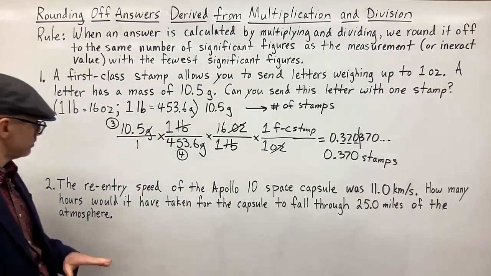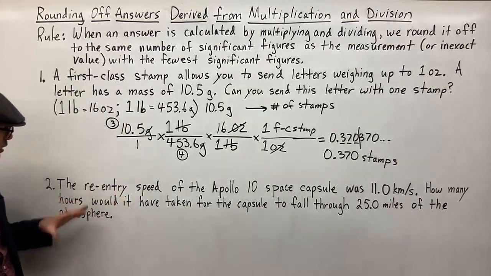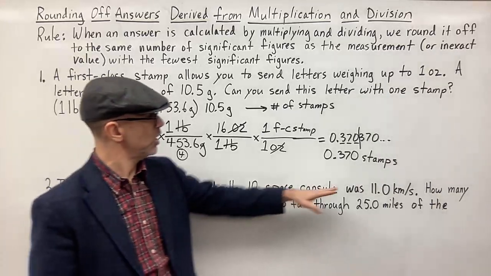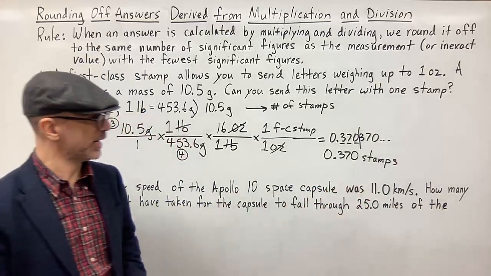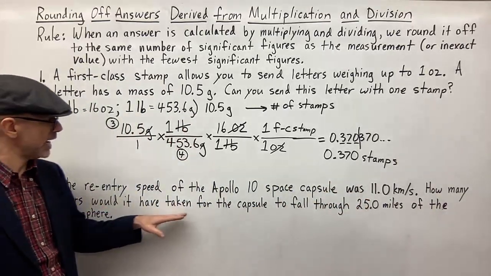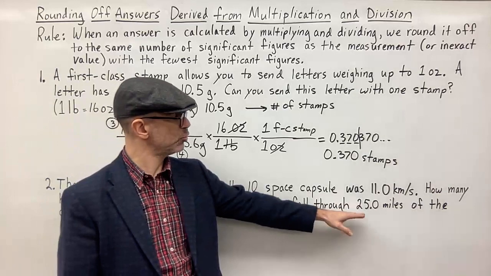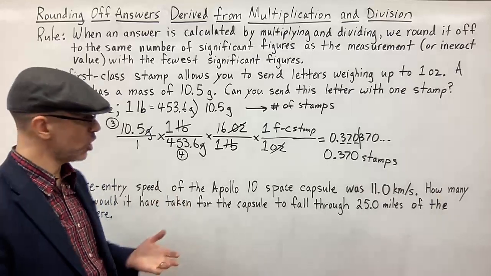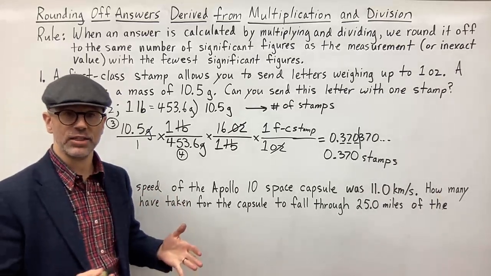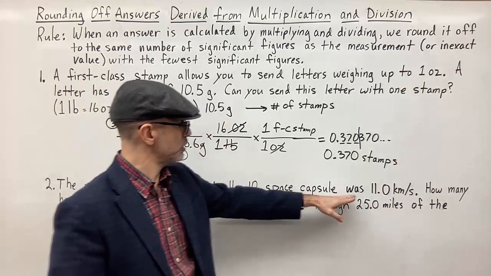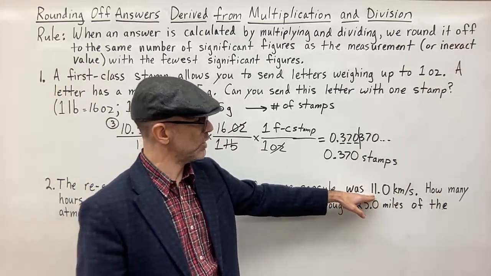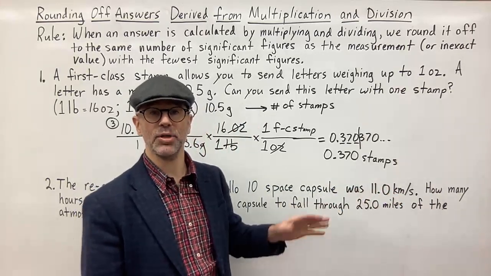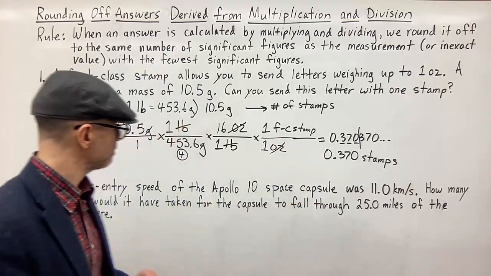Okay, so next we have this problem here. The re-entry speed of the Apollo 10 space capsule was 11.0 kilometers per second. How many hours would it have taken for the capsule to fall through 25.0 miles of the atmosphere? So we need to use our conversion factors. They give us the entry speed of the capsule, 11.0 kilometers per second. That is a conversion factor, a relationship between kilometers and seconds. So we're going to use that.